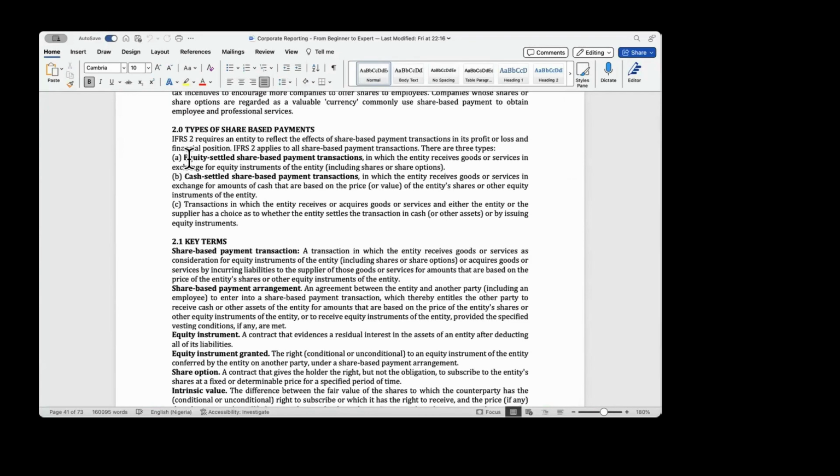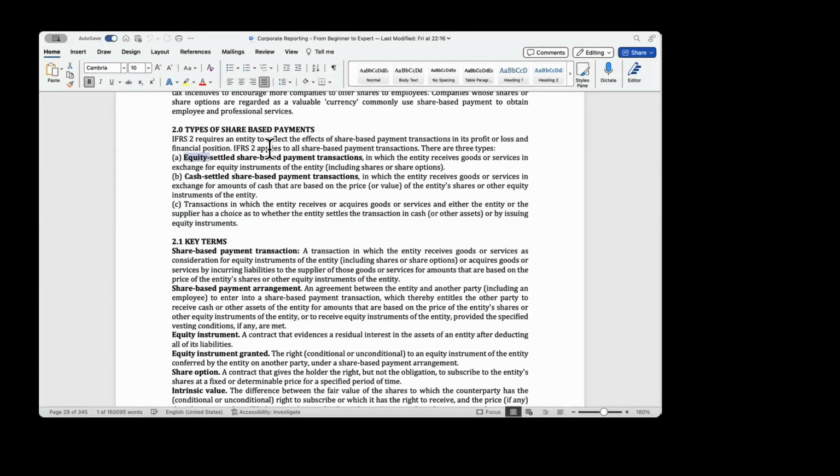Solely with their equity instruments, which could be their shares, or it could be cash settled, where the entity receives goods and would eventually pay money, but this cash they are paying is based on their share price. Or it could be a mix of the two, where the supplier has a choice of settlement. We are not really going to look at this because this is beyond the scope of what we want to learn. So basically, it's going to be between this and this that you would find in your exam.